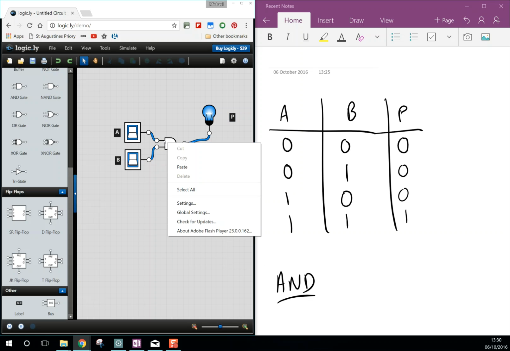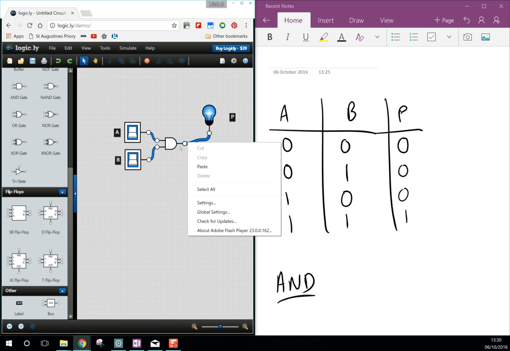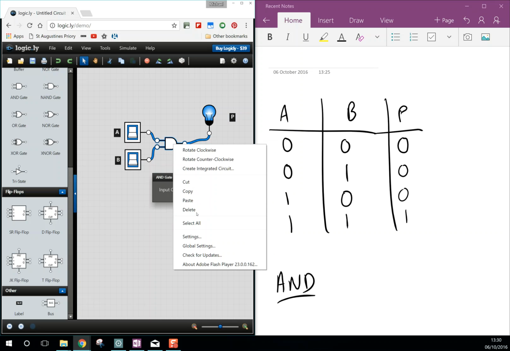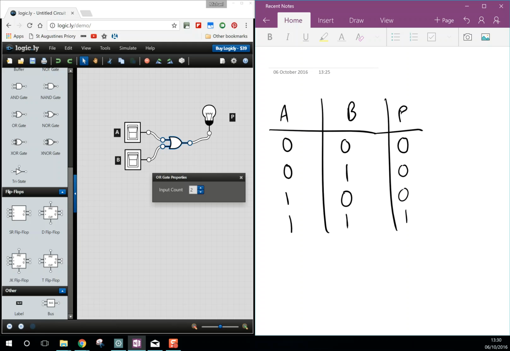Let's take our AND gate out, if we can, and let's replace it with an OR gate. Okay, now the combinations of circuits are still the same. We still have 0, 0, 0, 1, 1, 0 and 1, 1.